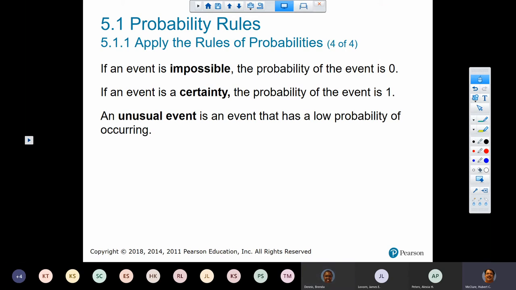Mr. Huber. Yes, ma'am. Did you say if an event is likely, then the probability is... Okay. Very unlikely is 0. Very likely is 1. Yeah, I don't like to use those two words.